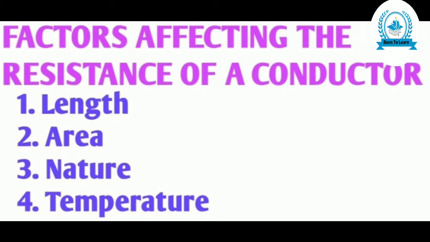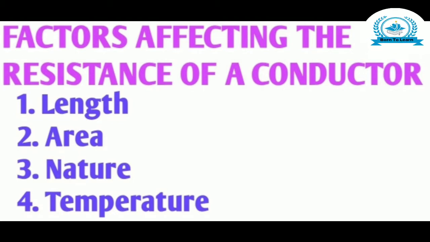1. Effect of length of the conductor. It has been found by experiments that on increasing the length of the wire, its resistance increases, and on decreasing the length of the wire, its resistance decreases. Actually, the resistance of a conductor is directly proportional to its length. That is, R is proportional to L, where L is the length of the conductor.